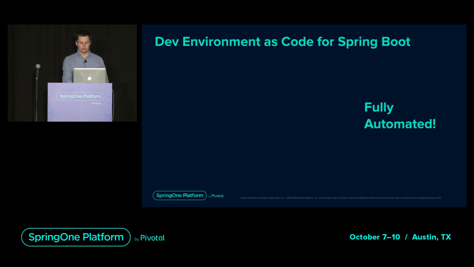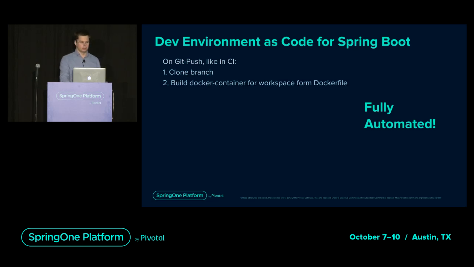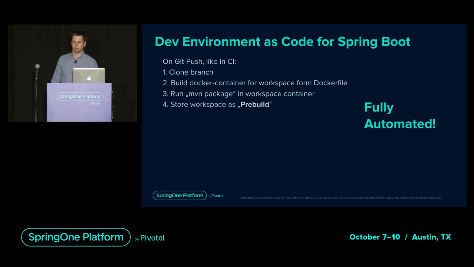And to look at a more concrete example of how this can look with a Spring Boot application, let's say I push something to Git, then GitPod can work a little bit like a continuous integration server and clone the branch, check if there's a Docker file on that branch, build the Docker file to have a Docker container, and in this Docker container, run, for example, Maven package for your Spring Boot application or whatever you configure, and then store the result as what we call a pre-build. So it's a little bit like continuous integration, except that the result is not what you ship to production. The result is your workspace.